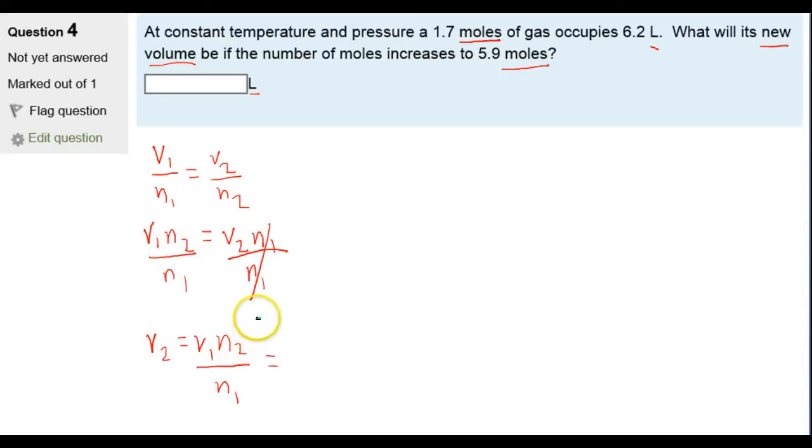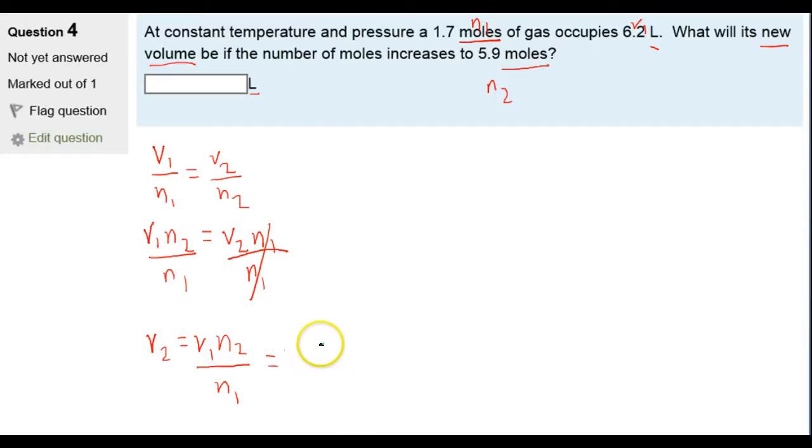So we can just go ahead and plug these values in. At constant temperature and pressure, it looks like the starting number of moles of gas is right here, and the starting volume of this gas is right here. So there's N1 right here, here is V1 right here, and we want to find V2. Looks like the moles of gas is increasing to this, so this is going to be N2.